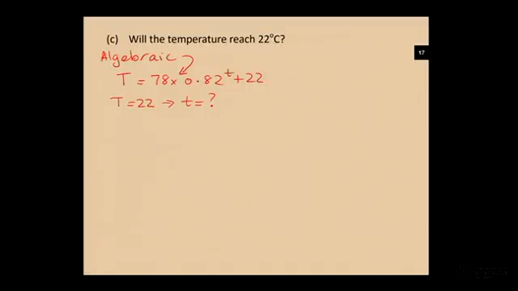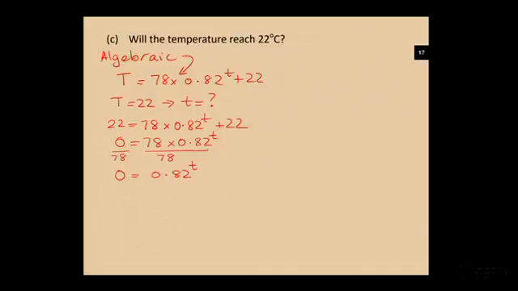So algebraically, if you put the 22 in and you go to solve this, what's the first thing we said we were going to do? First thing we were going to do was subtract the 22. What happens when you subtract the 22? You get a 0. Now, at this point, you're still not in trouble. And what's the next thing you want to do? Divide by 78. Divide this side by 78. You're still not in trouble because 0 divided by 78 is still 0. So where is the trouble coming? What happens next? Take the log of.